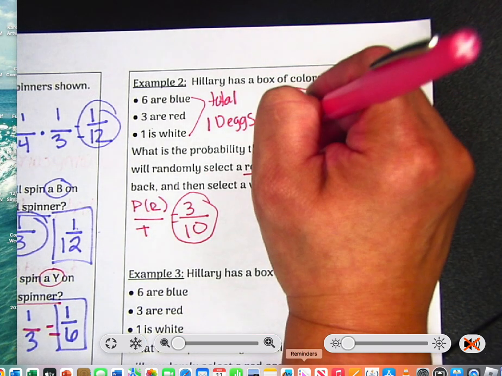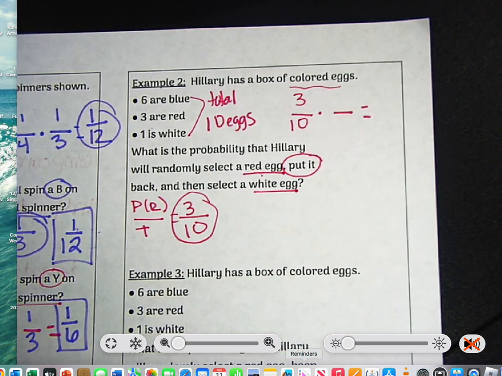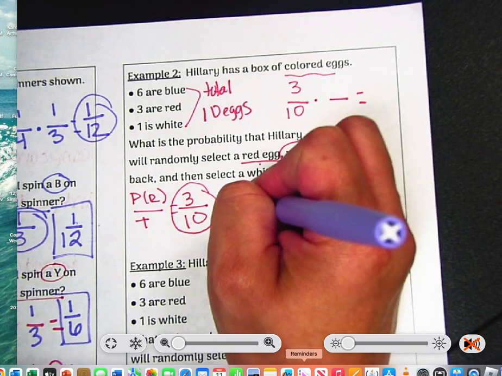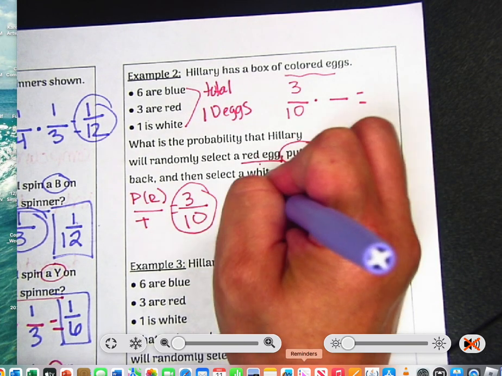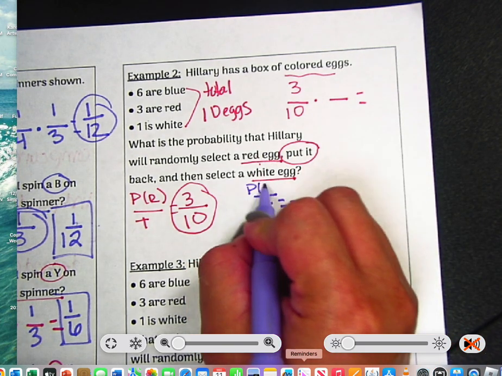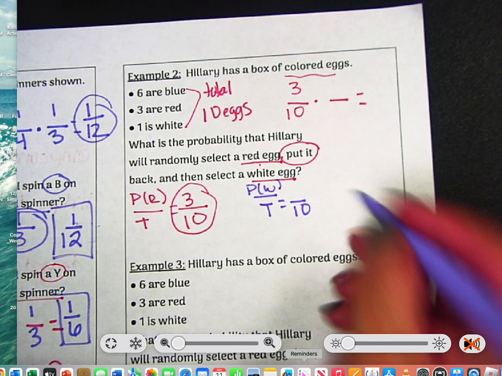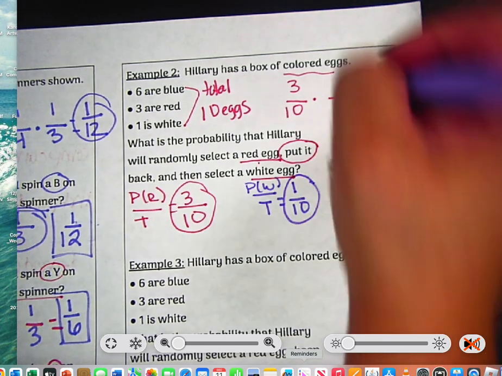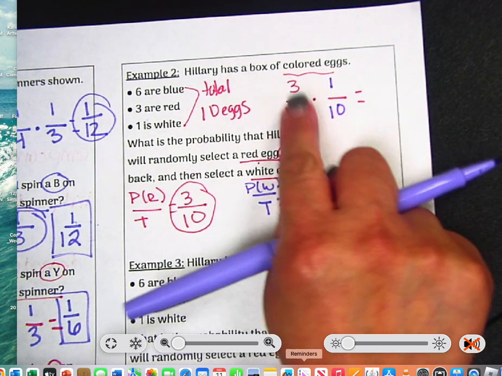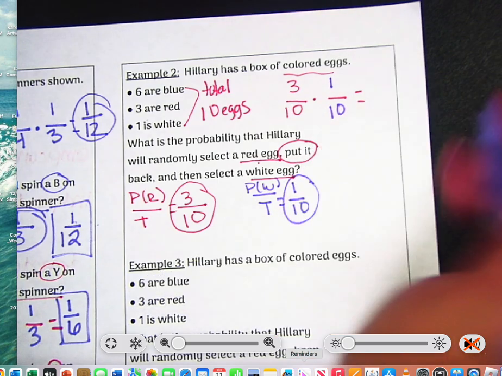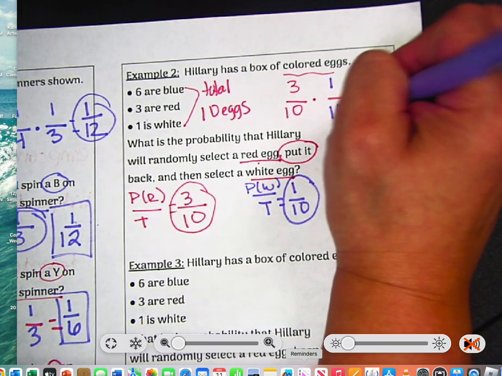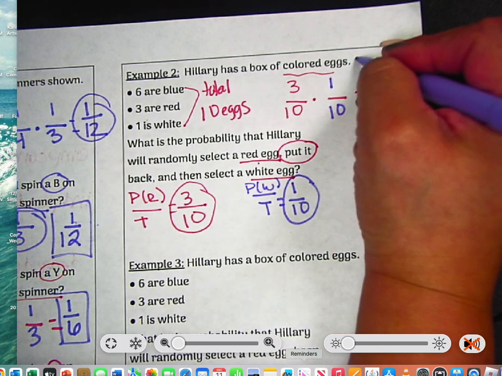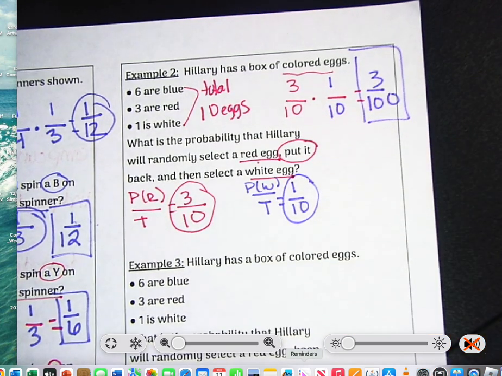So I'm going to write 3 out of 10. The second event is getting a white egg. So she grabbed one, she put it back in the bag, and she still has a total of 10 eggs. But this time we want it to be a white egg. Okay, so how many white eggs do we have in the bag? 1 out of the 10. That's in simple terms. So that's my second event. Top times top, bottom times bottom. So 3 times 1 is 3. 10 times 10 is 100. So the probability of this happening is going to be 3 out of 100.